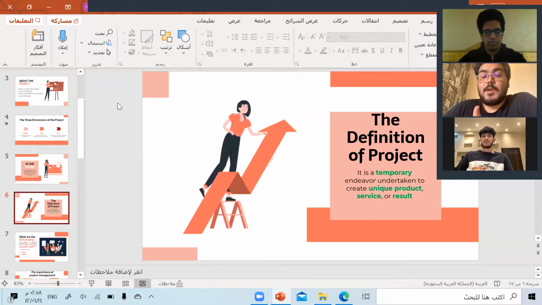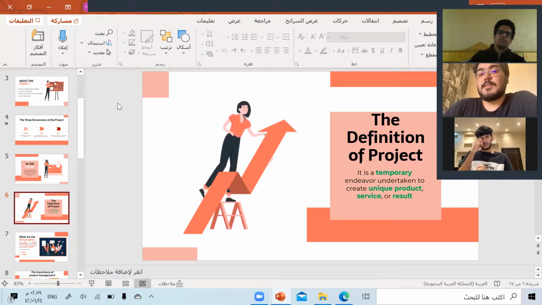Any system whose outcome is repeated is not a project. So the project should have a unique outcome. These are the 2 conditions of the project, which are temporary and unique. Then we have the 3 outcomes from the project, which are product, service, or result. Product like a building being built, service like a delivery application, result like population aesthetics.